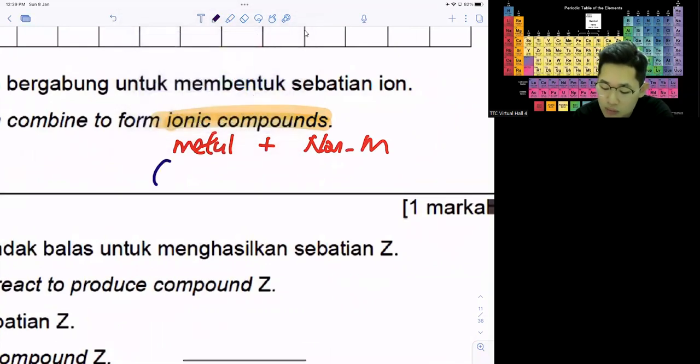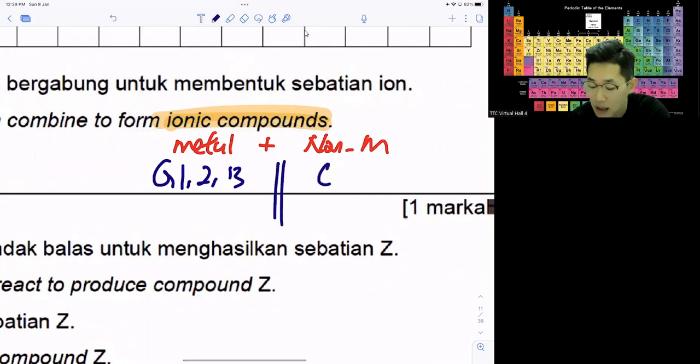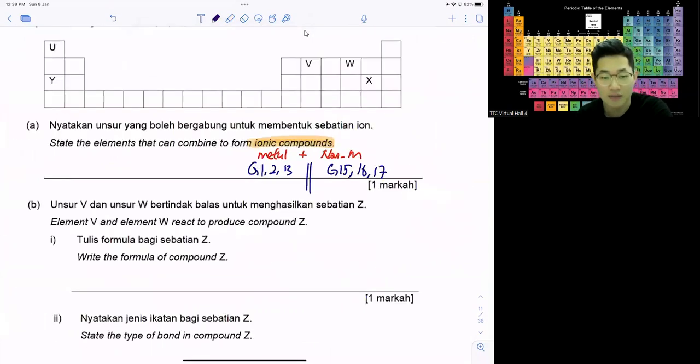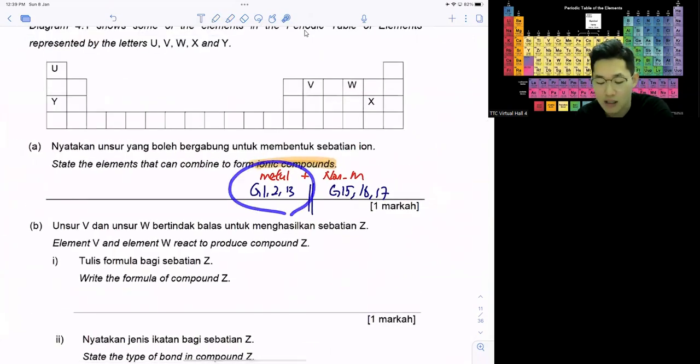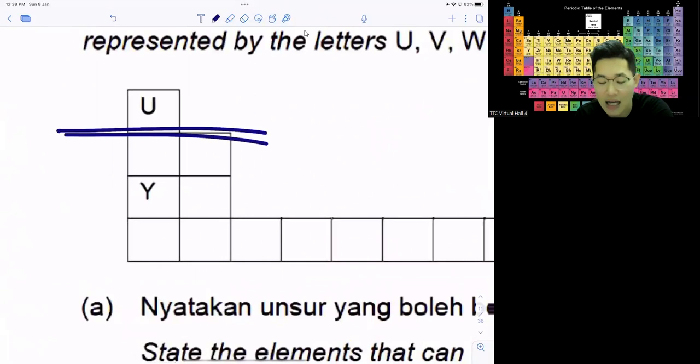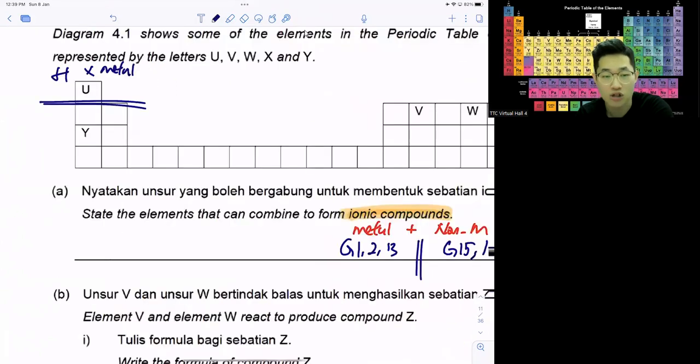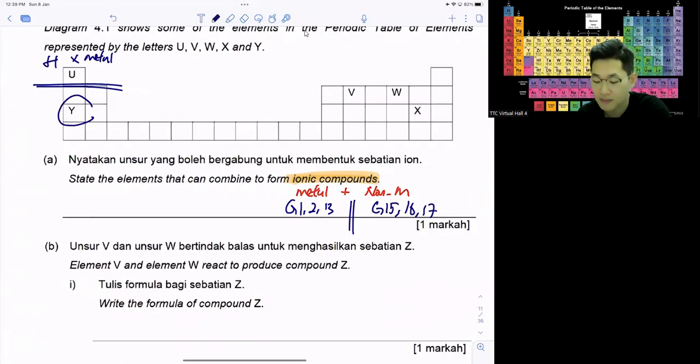Metals come from group 1, 2, 13. Non-metals of the ionic compound are from 15, 16, 17. So let's see what is in group 1, 2, and 13. We have U and Y, right? Can we simply take any one of U or Y? The answer is cannot. Because U, the first element, is hydrogen. This is a special case. This is not a metal, by the way. So the only one we can use is Y. So element Y is my metal.